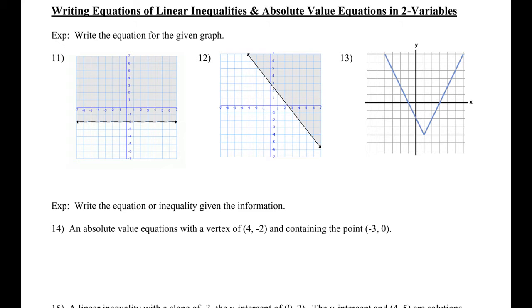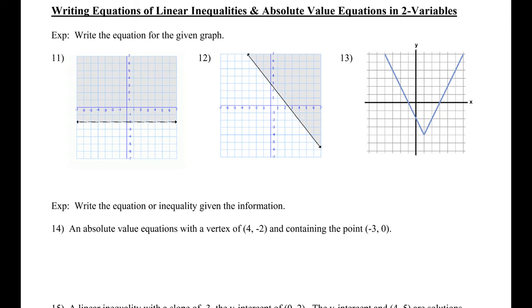The next part of the notes talks about writing equations of linear inequalities and absolute value equations. The first two graphs are linear inequalities. We know this because of the shaded region. And the third graph, number 13, is an absolute value. We can tell this because of the V shape.